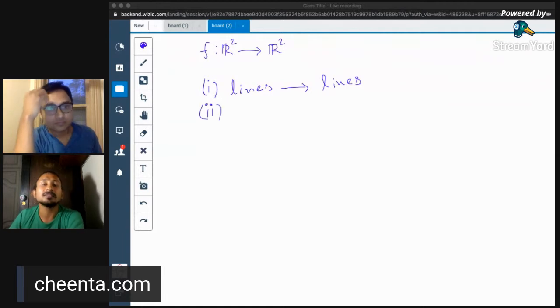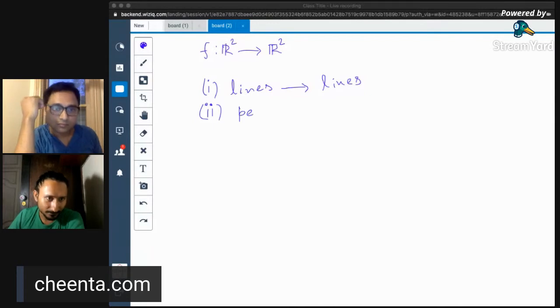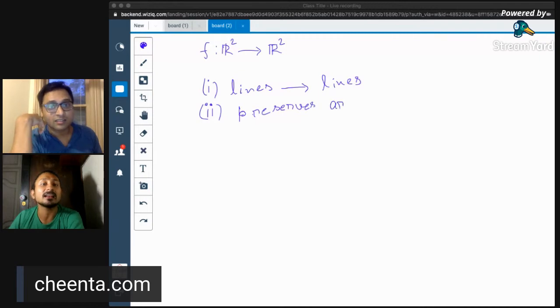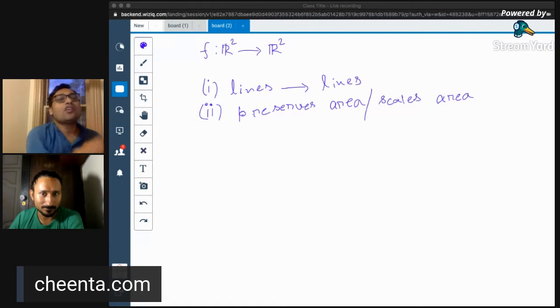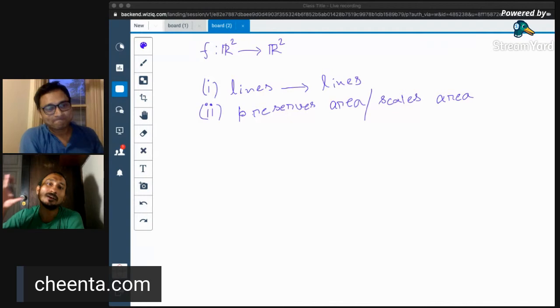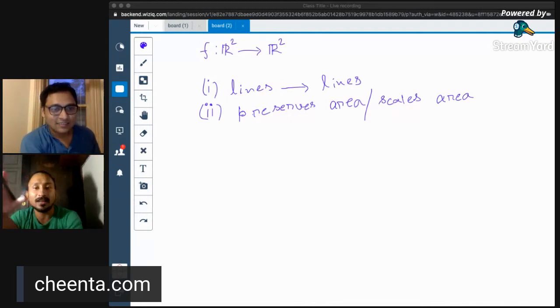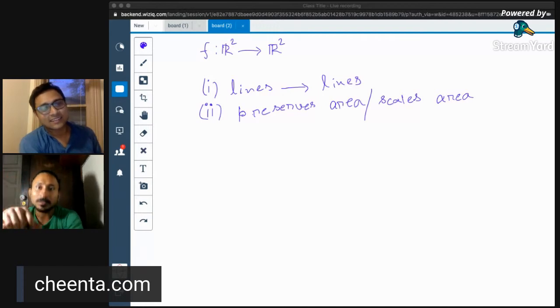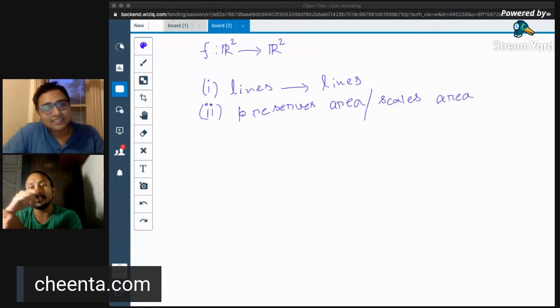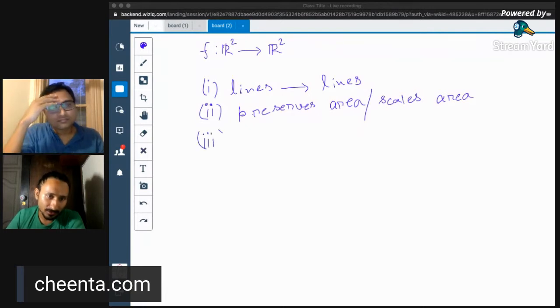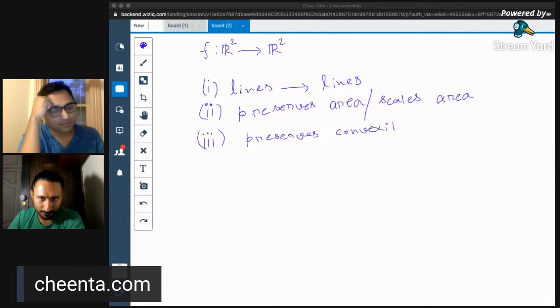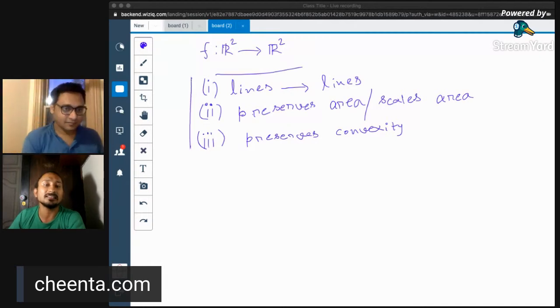So the first requirement is that it maps lines to lines. The second requirement is that it either preserves area, or maybe it scales area by the same amount. So it either preserves area like an isometry, or it scales area like a dilation. If the areas of all the triangles are increased by a factor of two, then equality remains valid. So it either preserves area or it scales area. Third, it preserves convexity. So all the angles are still less than pi. So we need a transformation satisfying these three requirements.